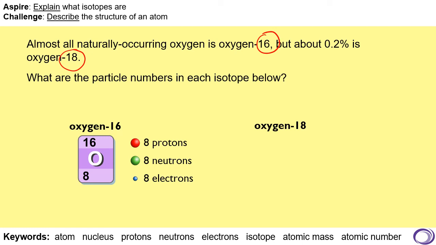Okay, so just to recap, the 8 protons, we know that because the atomic number is 8. And then we know that it has 8 neutrons because you take the mass number and you take away the atomic number. So 16 take away 8. Let's write that again. 16 take away 8, and that leaves you with 8 neutrons, and then it has 8 electrons. So what do you think it will be for oxygen 18?